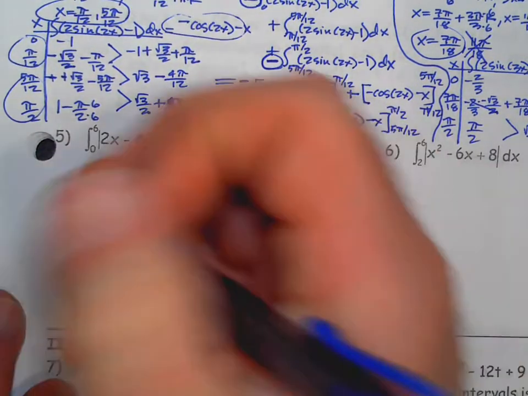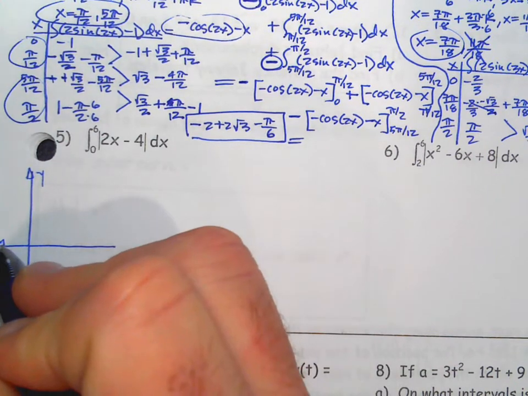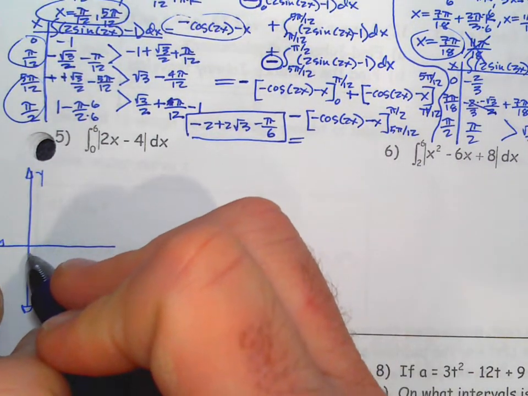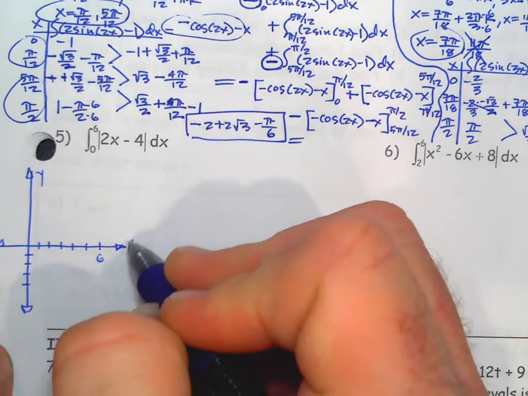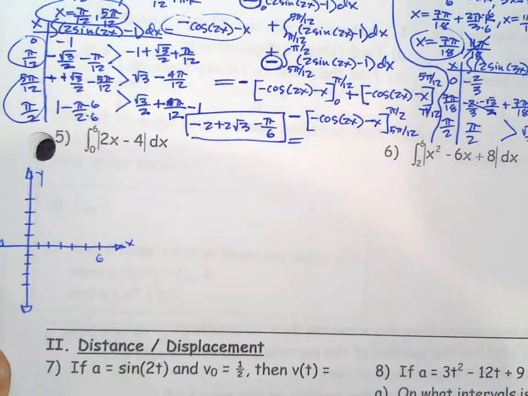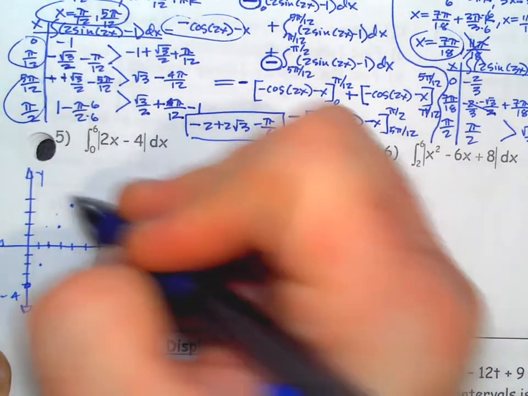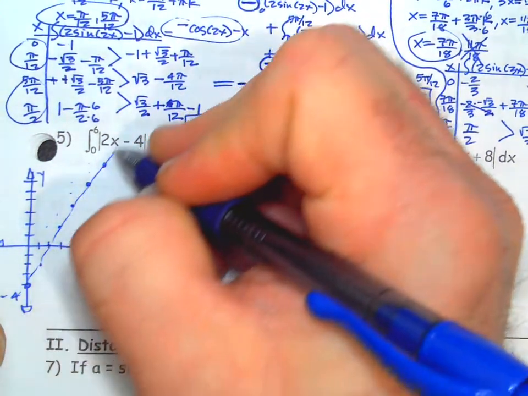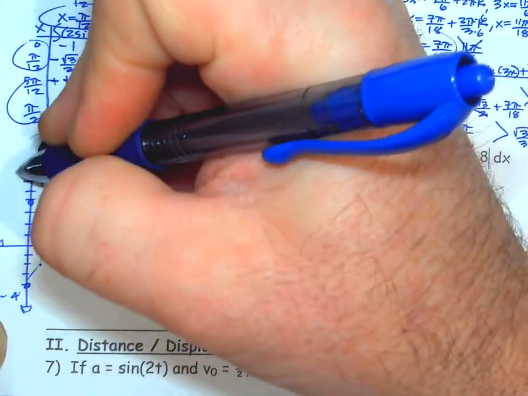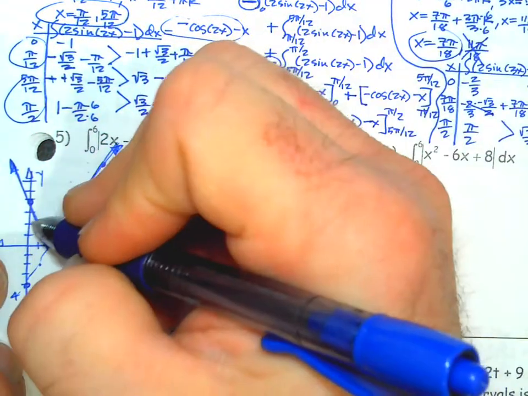Okay, next one. Next one, we could do geometry. It's linear, which seems like a nice option. But, you know, that's up to you. The table might still be better. 1, 2, 3, 4. 1, 2, 3, 4, 5, 6. 1, 2, 3, 4. So it starts at negative 4. I'm just going to graph the line first. Up 2 over 1, up 2 over 1, and so on. And then this gets flipped up. And we're going from 0 to 6.